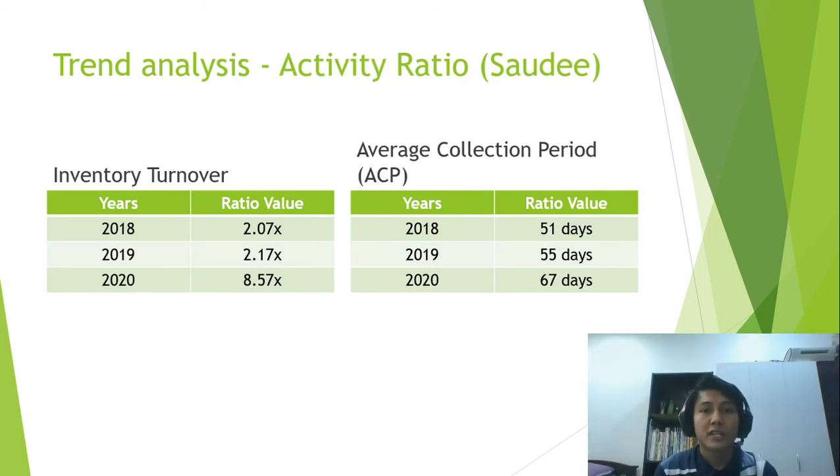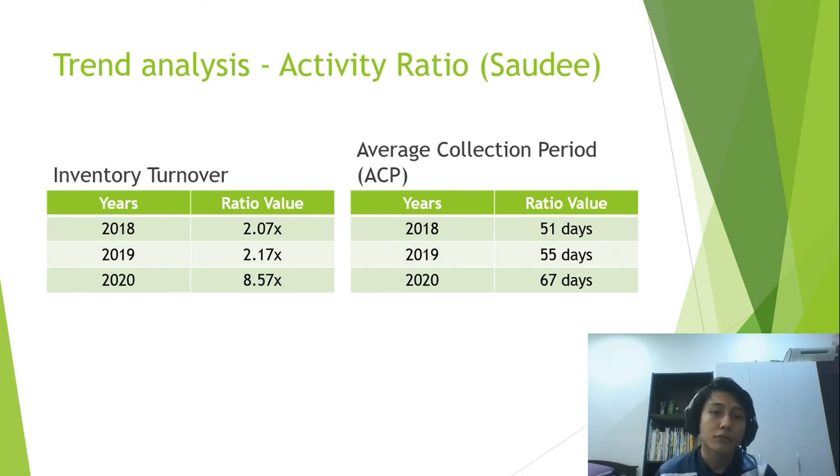Moving on to the next slide about the company's activity ratio for the year of 2018 until 2020. Based on the table here, Saudee Group Berhad's inventory turnover for all three consecutive years show good ratio performance. We can see that the company had the highest inventory turnover ratio performance in 2020. Therefore, it shows that the company had the most effectiveness of inventory to generate sales in 2020.